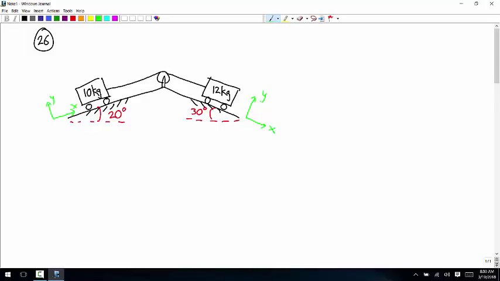Okay, well, let's see. So free body diagram for the 10. Let's do that first. We have a weight force of 98.1, a normal force N10. We're assuming no friction. And then the only other force is the cable force. Along that whole cable, we know that the tension is the same, so I'll call that T for both of them.